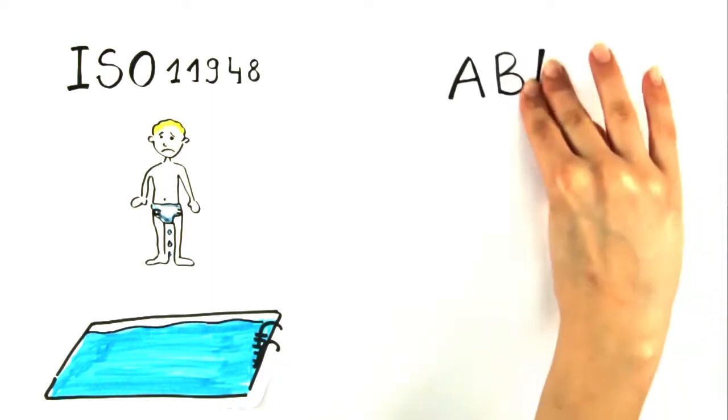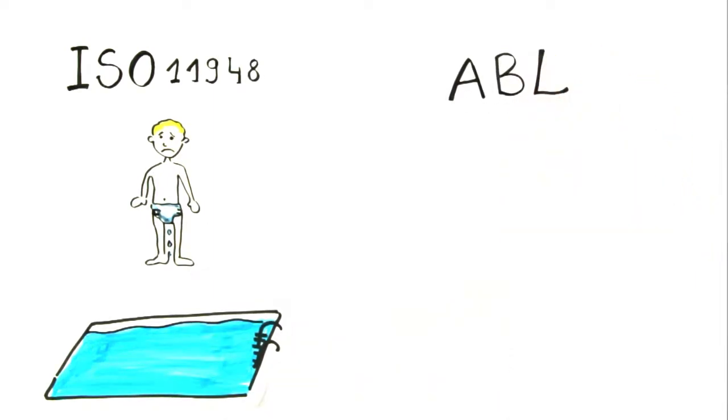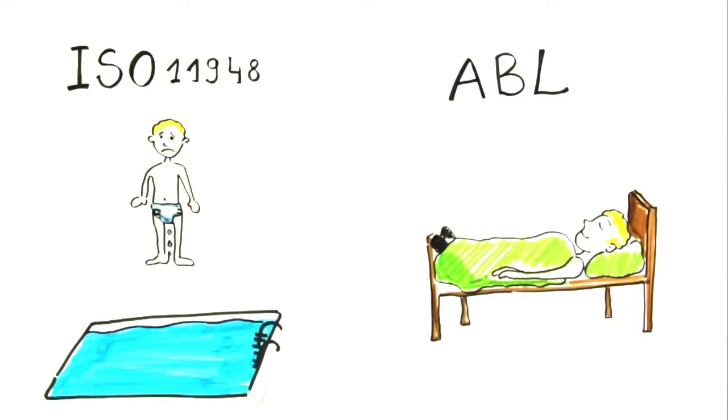Now, imagine a person lying in the bed wearing a diaper. The ABL method simulates real-life usage. Using ABL, we can see that our high-quality product will meet the two essential criteria for the diaper user. He or she stays comfortable and dry.